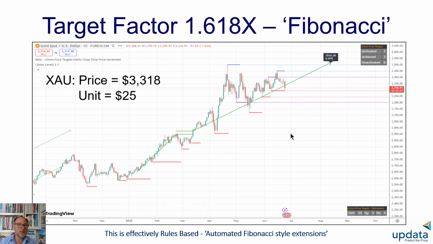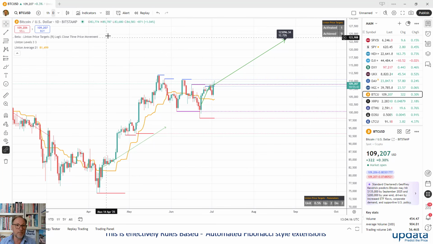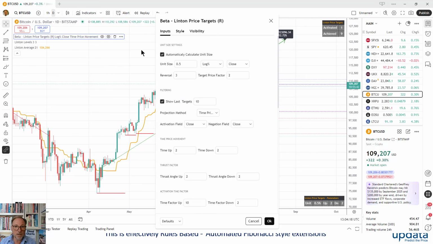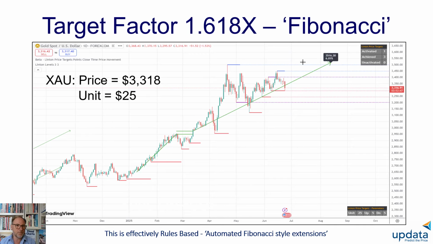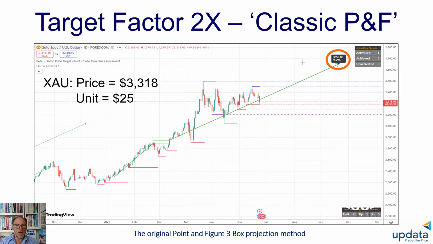A target factor that you could use would be Fibonacci, so you can change your target factor to 1.618. In TradingView, in the settings, you'll see here target price factor. That's where you can amend that factor. And then the classic point and figure one is 2. That's what we're set to.